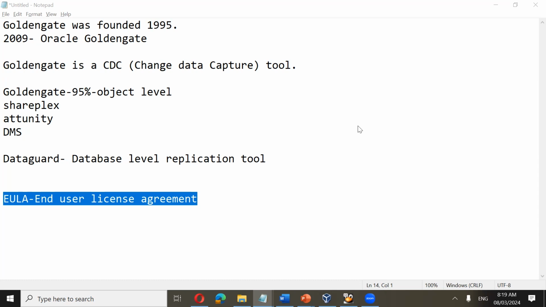One example of this is Oracle GoldenGate business intelligence. So I was working with Vodafone India in 2014. It was one client for me.